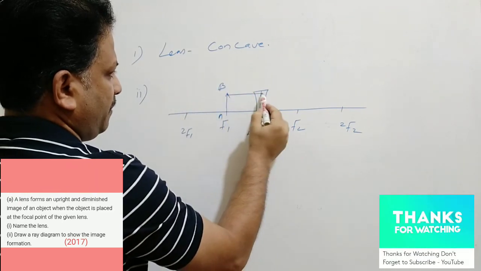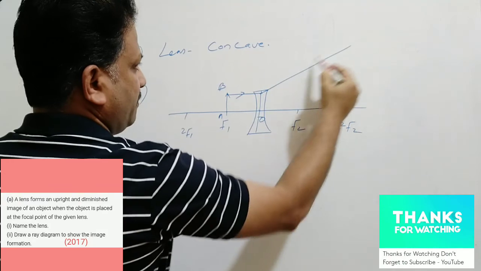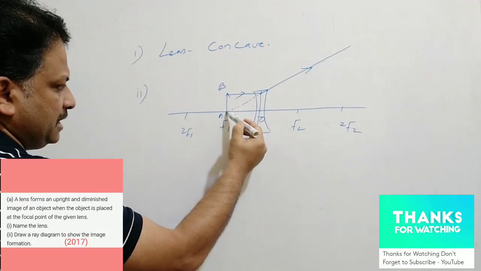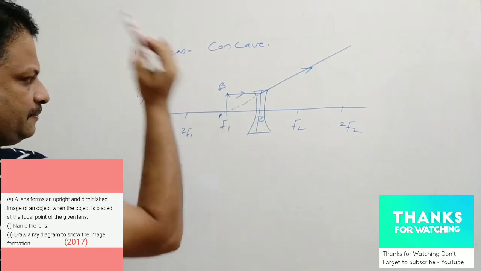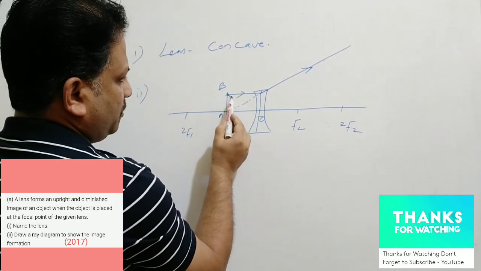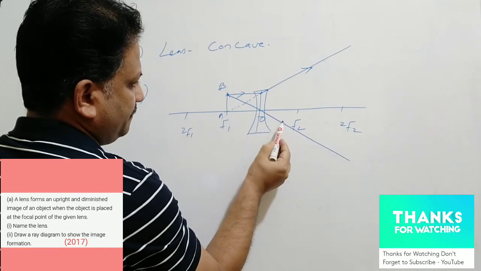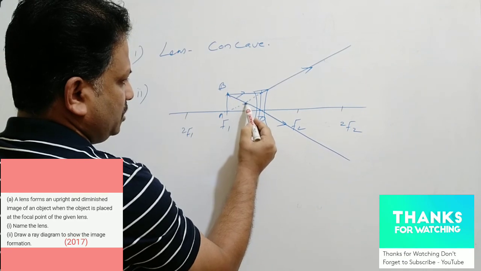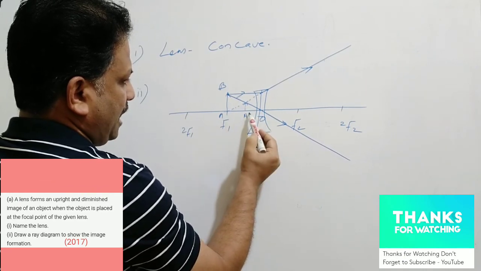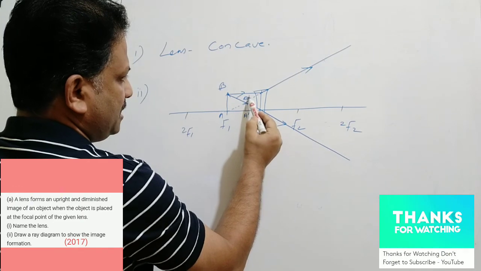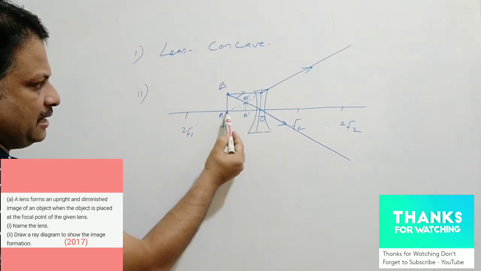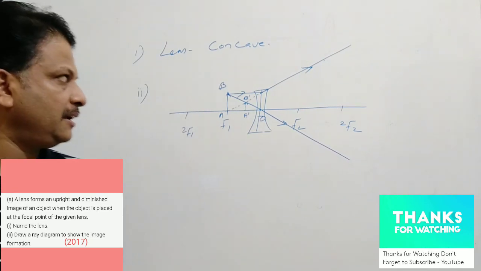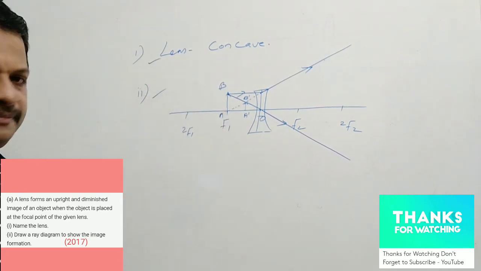A ray of light traveling parallel to the principal axis, after refraction, will diverge in case of a concave lens. And if you produce it backward, it appears to be emerging from the principal focus. And a ray of light traveling through the optical center passes undeviated. The point of intersection is where the image is formed. So we are getting a virtual, erect and diminished image A dash B dash over here between the optical center and principal focus. Clear? So the second part is over.